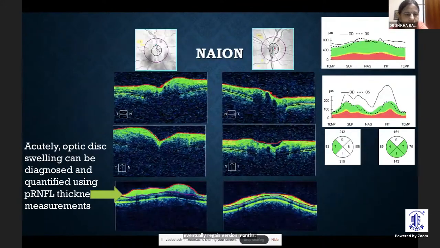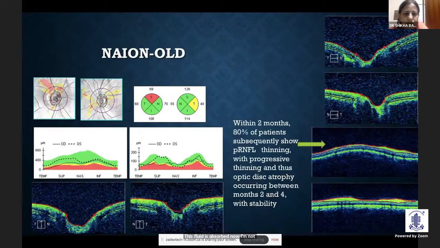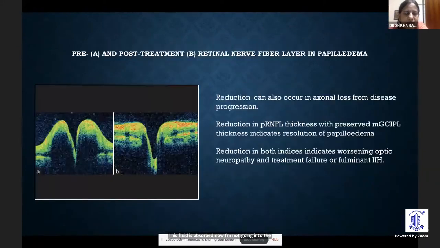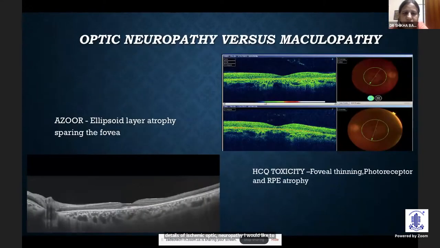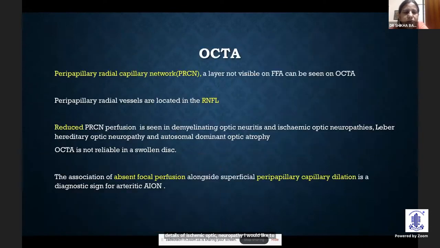Now, I'm not going into the details of ischemic optic neuropathy. I would like to cover a little bit of OCT angiography. So in OCT angiography, what we are able to see is the peripapillary radial capillary network and also the choriocapillaries. But the disc edema is something which makes it difficult to visualize this layer.